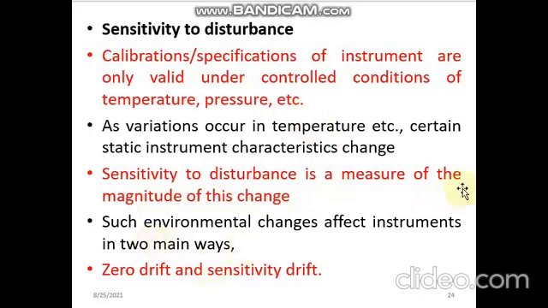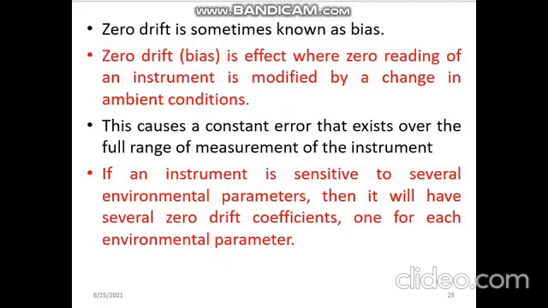And as I said, these environmental conditions can affect your instrument in 2 ways. We have what we call zero drift, and we have what we call sensitivity drift. Let us look at these two. The zero drift, sometimes we just call it a bias. The zero drift is the effect that you will see on your scale when you haven't even connected the thing you want to measure. That is, you see a deflection, where you have a value of maybe 0.0-something or 1 before you even connect your instrument. So this is what we call the bias.